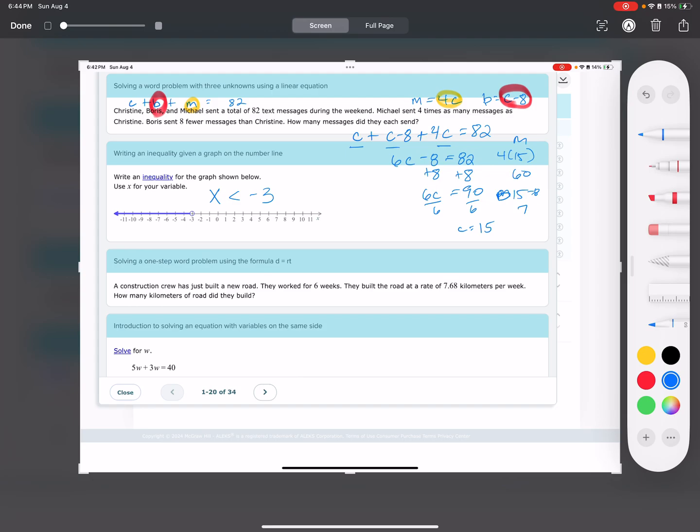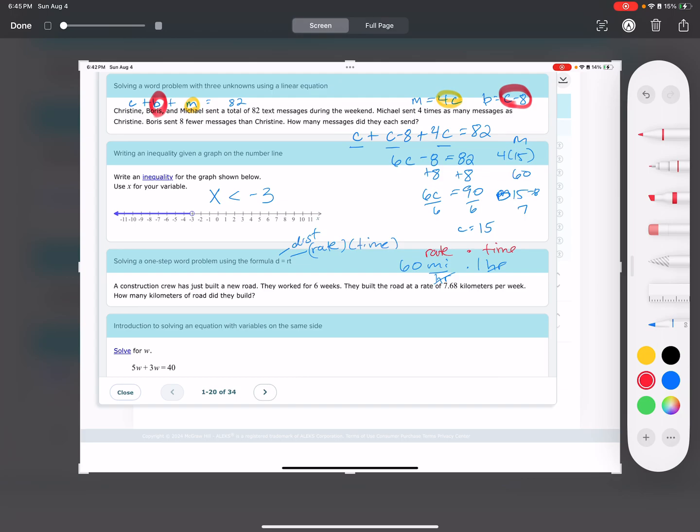Okay, this next one, solving a one-step problem to use the formula distance equals rate times time. That's what that means. Distance equals rate times time. And guys, you can think about it. Let's say you're driving 60 miles per hour for 1 hour. How far have you gone? Obviously, those are going to cancel. You've gone 60 miles. That's your rate, and that's your time. And you multiply those two and you get your distance.